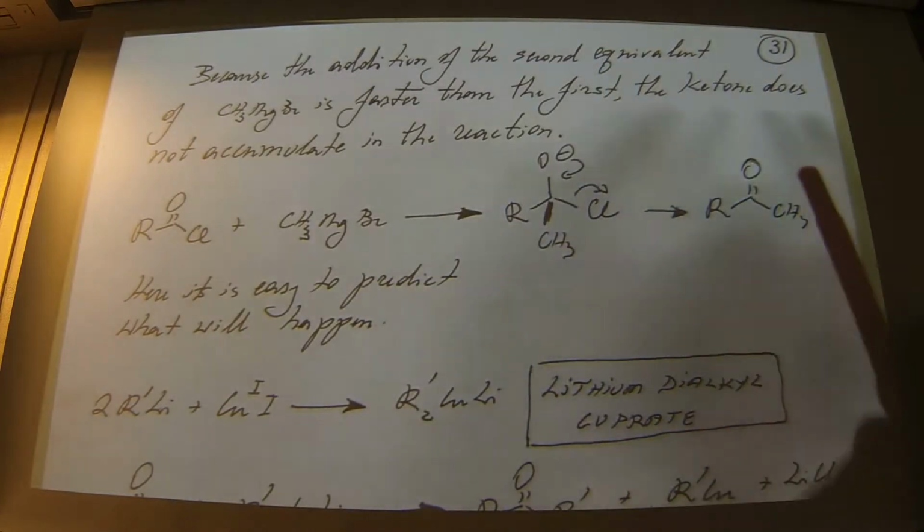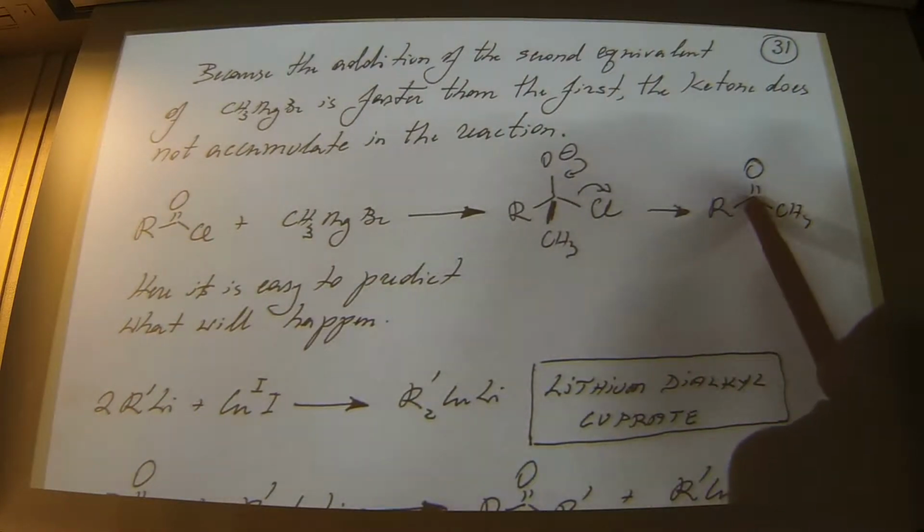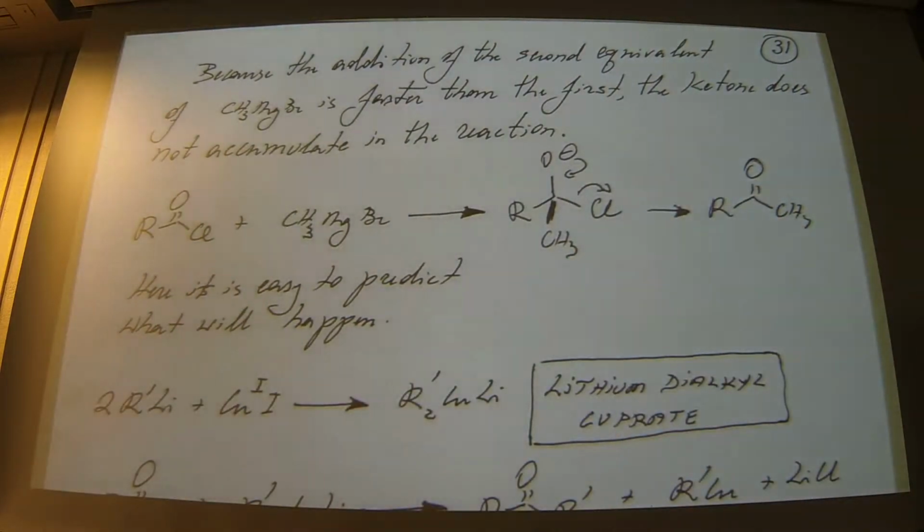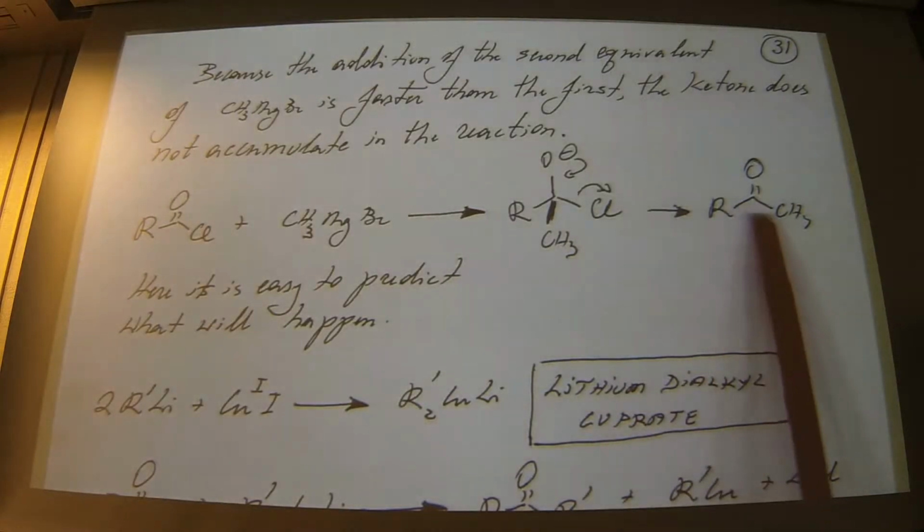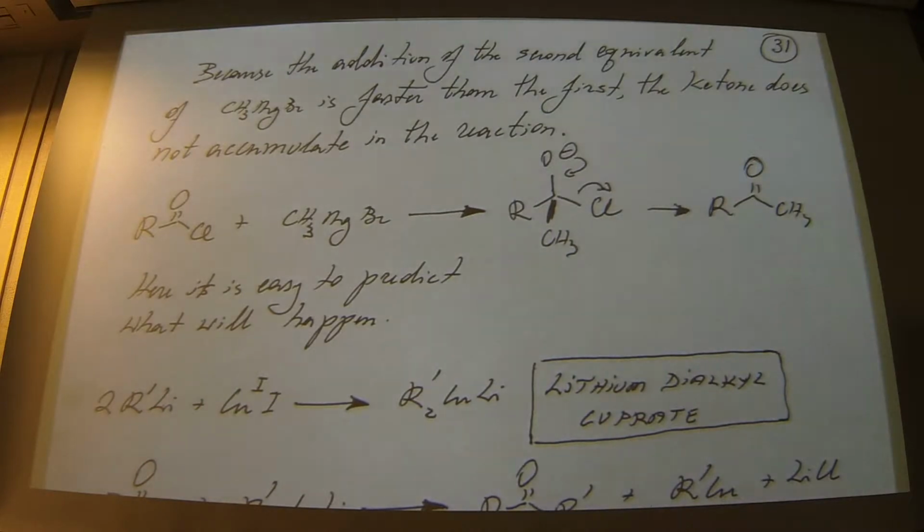Well, let's just say that I want to stop right there. Well, how do I do that? Let's talk about how you can't do it. You can't do it with a Grignard, can't do it with an alkyl lithium, because you already know that if I have the alkyl lithium or the Grignard, I'm going to end up getting the tertiary alcohol. So what I have to do is attenuate or lower the reactivity of the nucleophile.